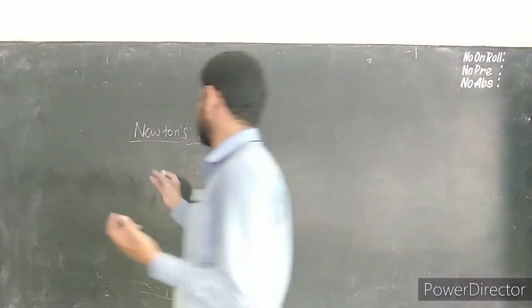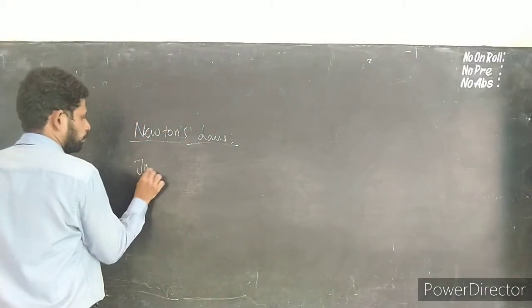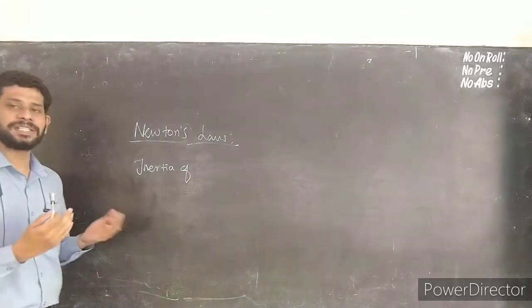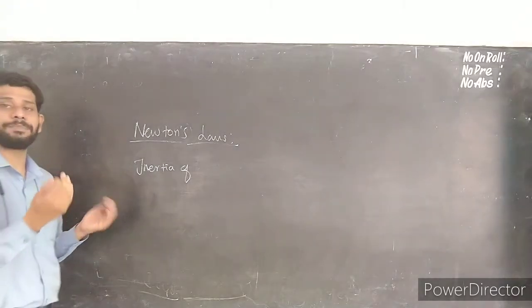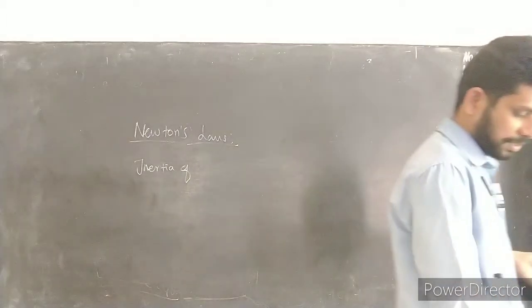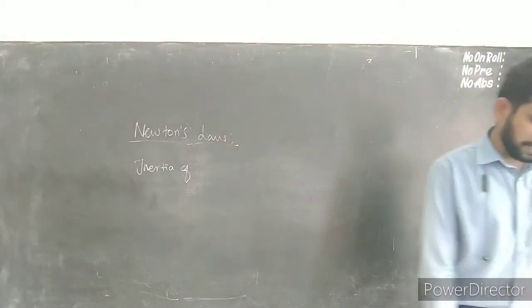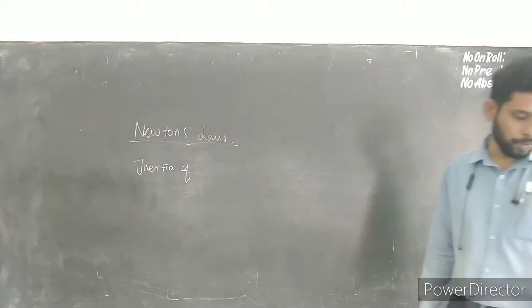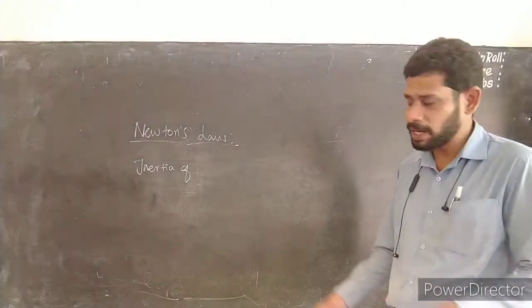There is a page 1. Inertia. What is meant by inertia? The inability of an object to change its position or its state of motion. It is the resistance to change of state. The inability of an object to move on its own or change its state of motion is called inertia.